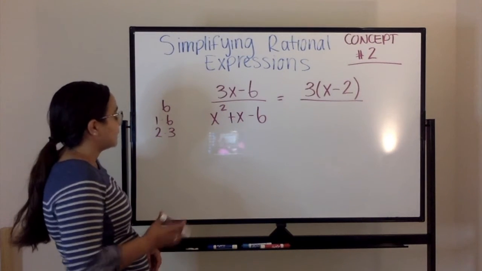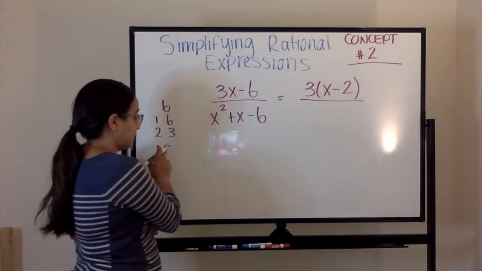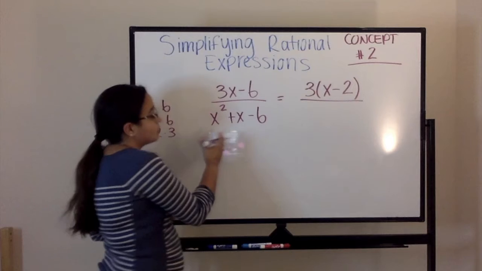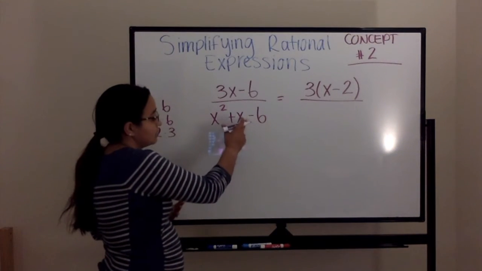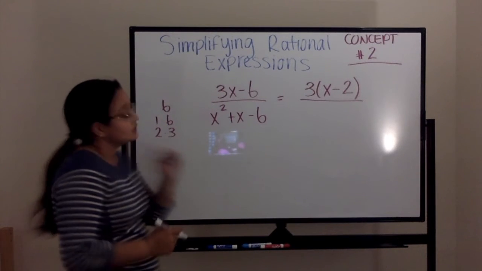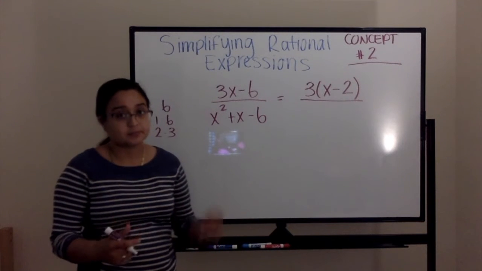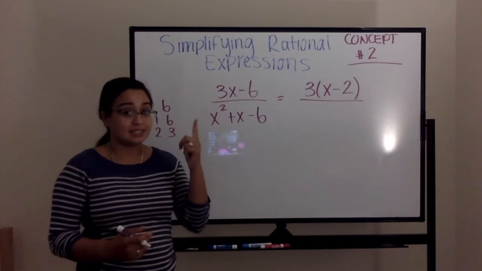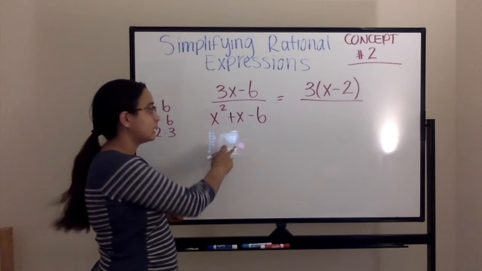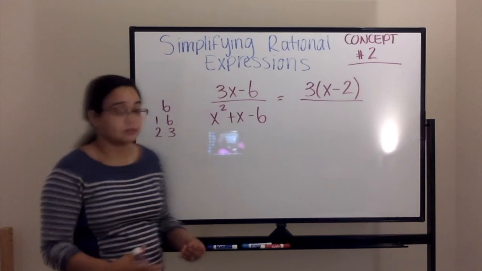Now we have to choose what two numbers combined give us a positive x, a positive 1, but when multiplied, will give me a negative 6. So that means one of my numbers is going to be positive and my other number is going to be negative. How do I know which one? Easy. This is 1x, which is positive 1, and that tells me that my bigger number is going to be positive.